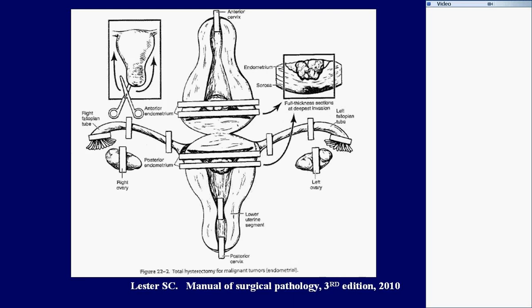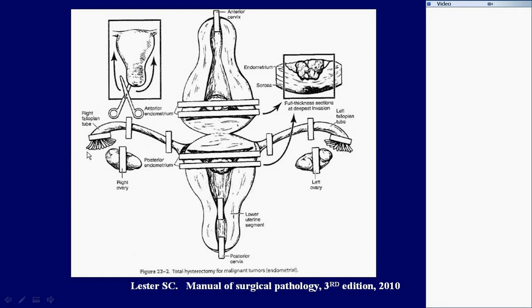This particular diagram is from this book by Susan Lester, which the residents introduced me to, and it's a great book actually, and for many different reasons. So as you can see, this is how you open the uterus, and it is laid out as follows. Now in this book it is suggested that you take 1 section from the cervix and 2 full thickness sections of the tumor, as you see over here, 1 section from the lower uterine segment, and then there are sections of the fallopian tube, 1 from the ovary.